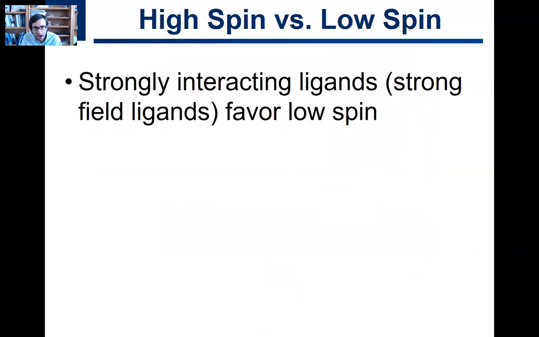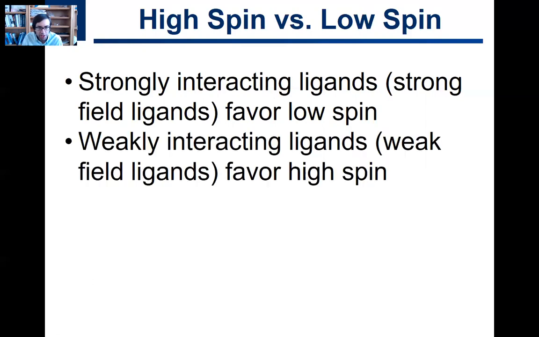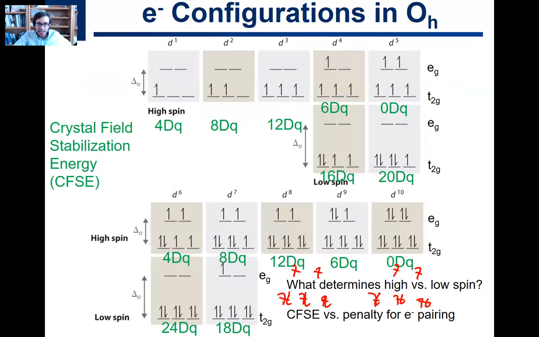And so in thinking about high spin versus low spin, if you have a strong field ligand, strongly interacting ligands like carbon monoxide, cyanide, the ones at the end of that spectrochemical series, that's going to favor low spin. Why is that? Now you have a very large delta O because you have a strong field ligand. So that's going to make the penalty for going up into the EG very, very high. So that's going to favor you doing low spin, okay?